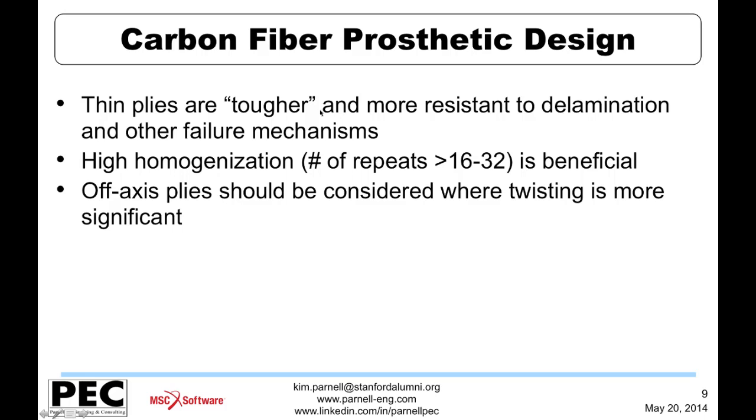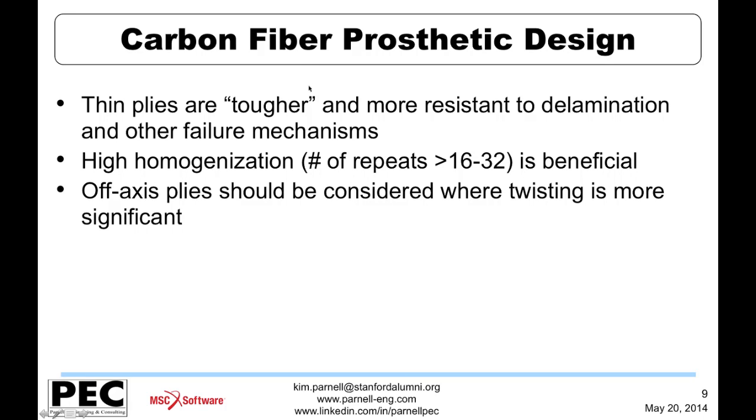Now, a lot of times you will have alternate orientations, and off-axis plies can definitely be utilized to great advantage in composite materials to provide more stiffness in the transverse direction, to help provide some stiffness against twisting, or resistance to twisting and things like that.